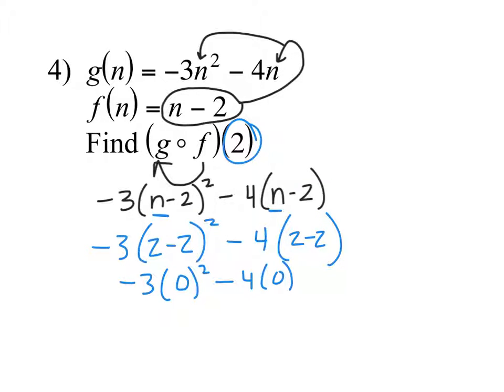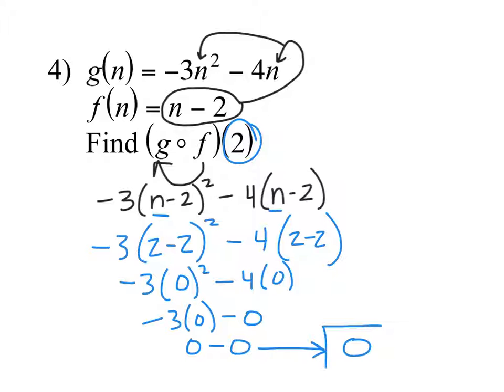Now, exponent, 0 squared. Well, that's negative 3 times 0, because 0 squared is 0. Minus 4 times 0 is 0. Wait, what's negative 3 times 0? Well, that's 0 as well. And 0 minus 0 becomes 0, which happens to be the answer.